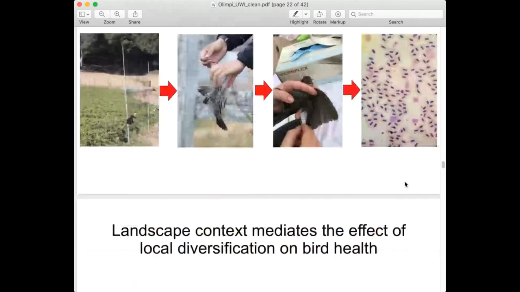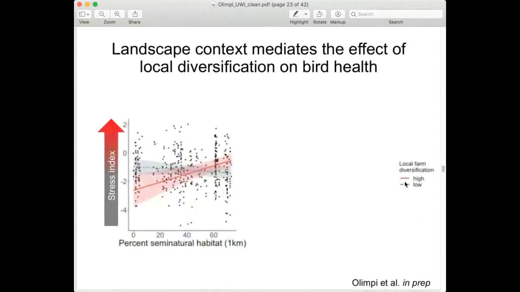So next slide, what did we find? We found that birds tended to have higher stress on diversified farms with little surrounding semi-natural habitat. So these two different colors indicate red is diversified farms, blue is farms with lower diversity, like a monoculture.